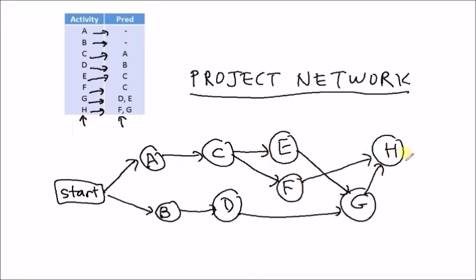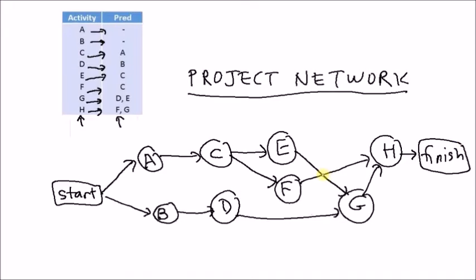Then from H we draw finish. Notice that the lines cross, which is alright, but I want to draw the lines connecting activity F one more time to make the diagram look better.